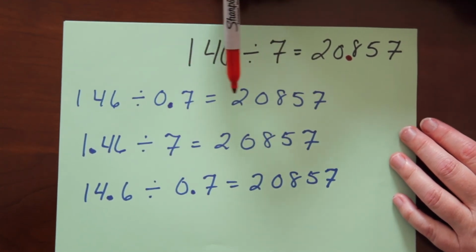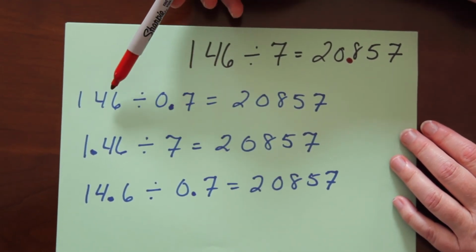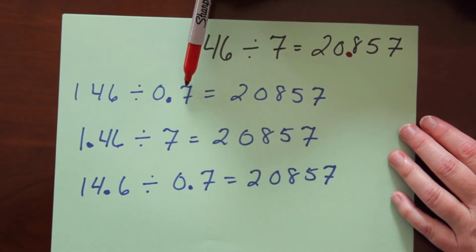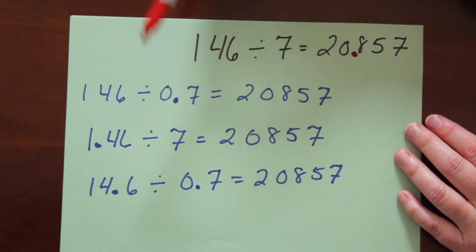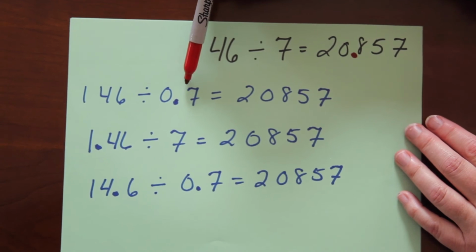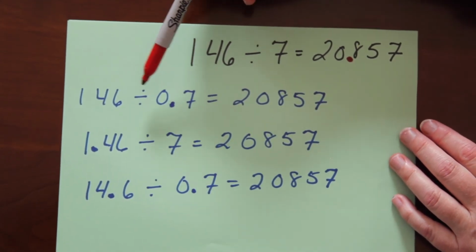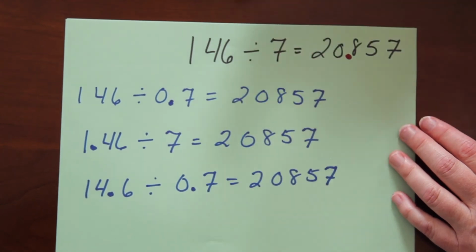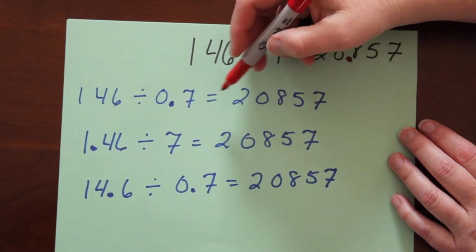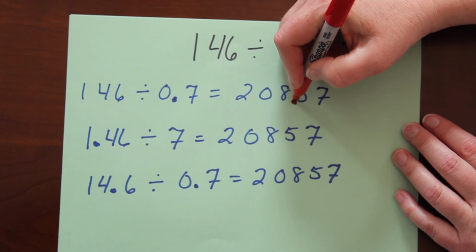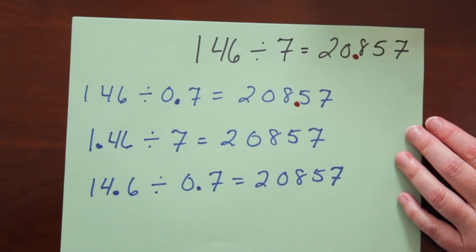146 divided by 7/10. Well, I could say 7/10 times 10 is 7. 7/10 times 100 is 70. 7/10 times 200 is 140. So it's going to be about 200. 208 and 57 hundredths would be my answer.